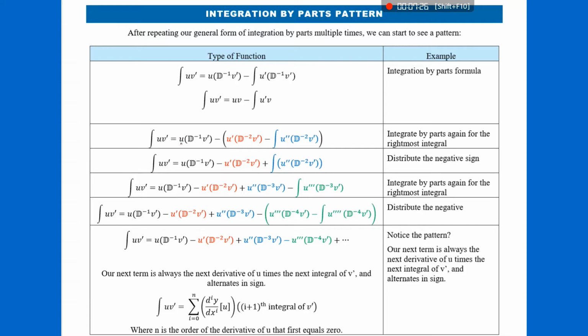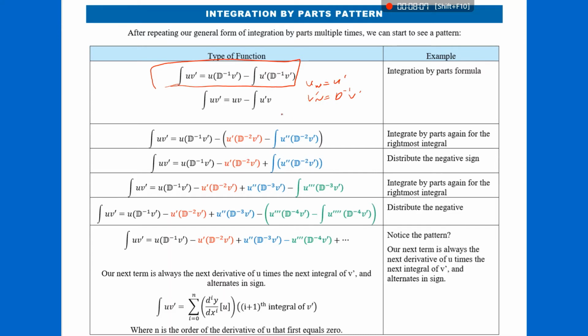Okay, so I'm going to leave all my derivatives just as primes, because we're more used to that, but I'm going to use different integral notation for all of these integrals of v prime. So my first part would look like this. Okay, if I expanded this one and did integration by parts again, my integration by parts formula where my new u is u prime, and my new v prime is d negative 1 v prime, would end up looking like this.